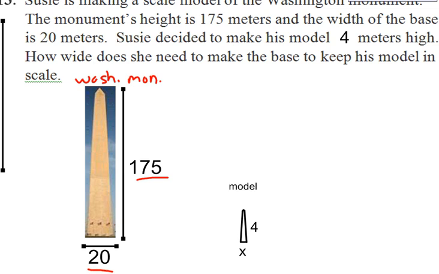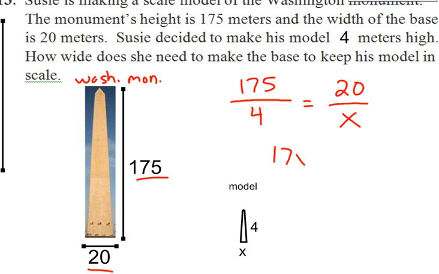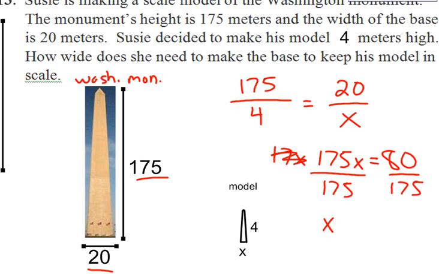So again, you set up a proportion, and height corresponds with height, and width corresponds with width. And this is where you have to be careful because the 175 is with x. So you get 175x, 4 times 20 is 80. And you have to divide 80 by 175. Yes, you will get a decimal. You have to be confident in your answer. I got 0.46 approximately.